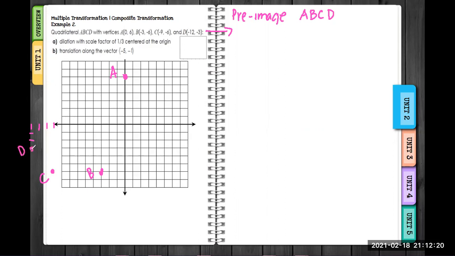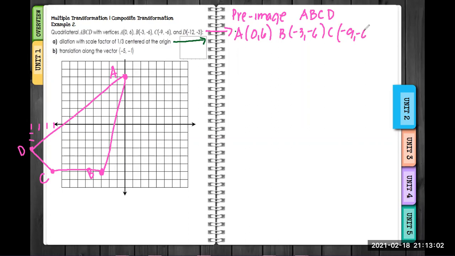Wow. I didn't expect my Cartesian plane to not be enough. Okay, that's a big figure. Next, I'll use green for these. Oh, I have not written the coordinates yet. So A, again, I'll repeat 0, 6. If I did something wrong, please comment in the video. Negative 3, negative 6. I think so far I'm doing right. Negative 9, negative 6. And then D is negative 12, negative 3.